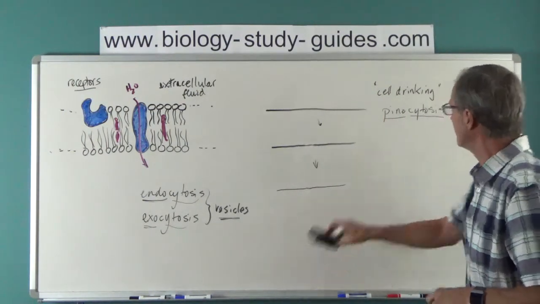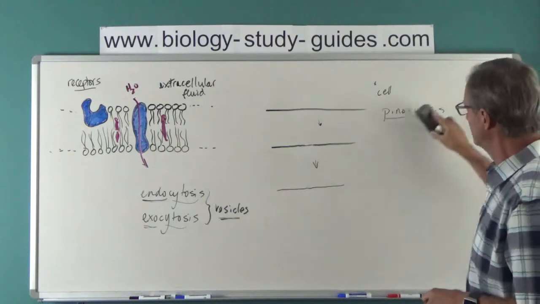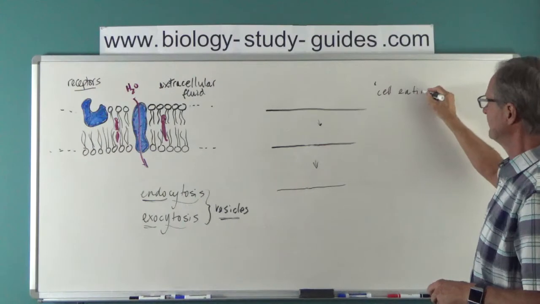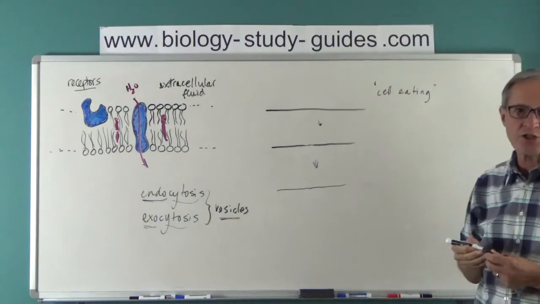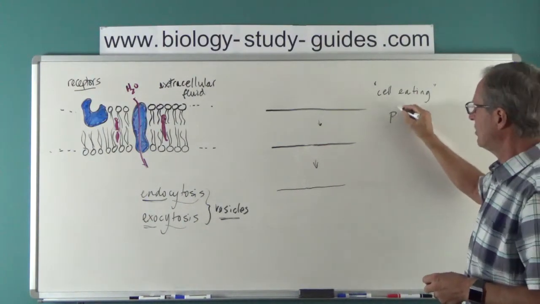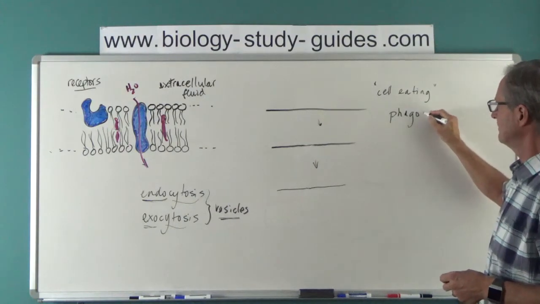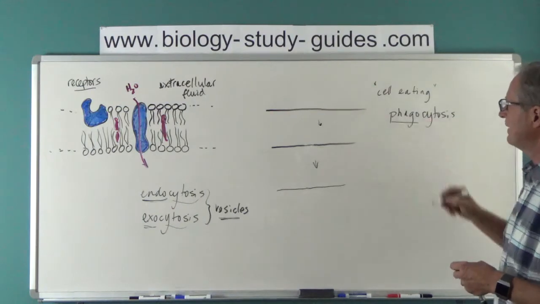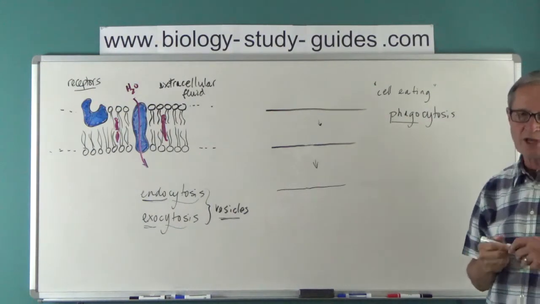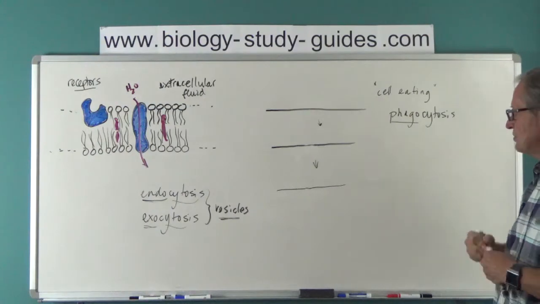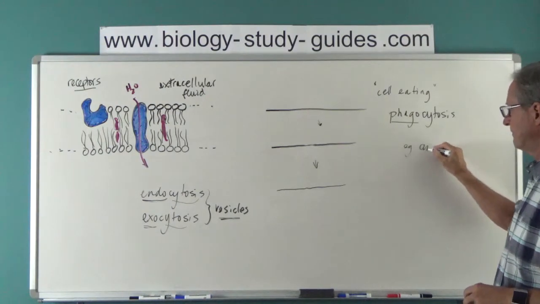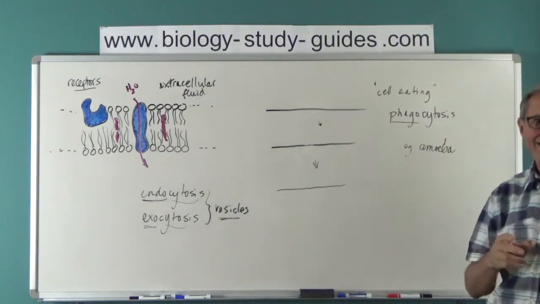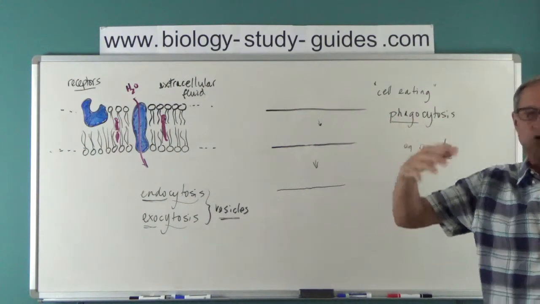It's not called cell drinking. It's called cell eating. So that implies right away that it's bigger substances. And it's called phagocytosis. Instead of pinocytosis, we have phagocytosis. And a really good example of this is amoebas. An amoeba has been seen actually literally eating things. It sends out what are called pseudopods and engulfs it.